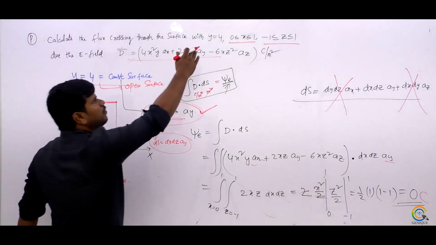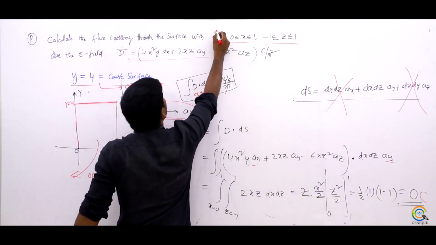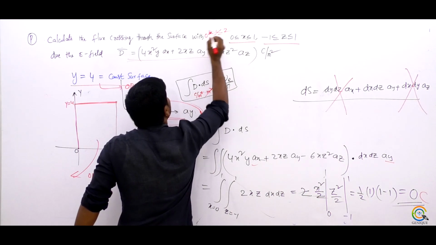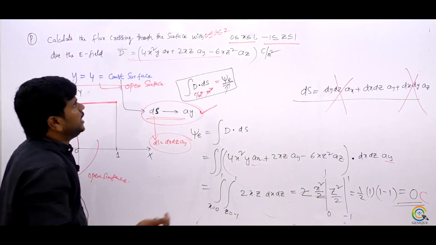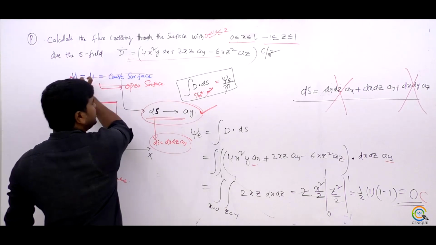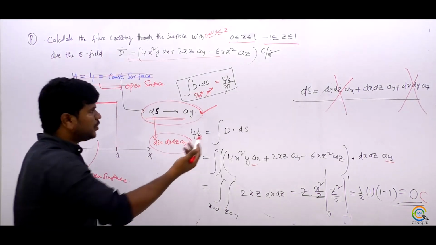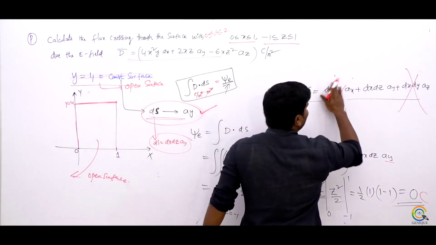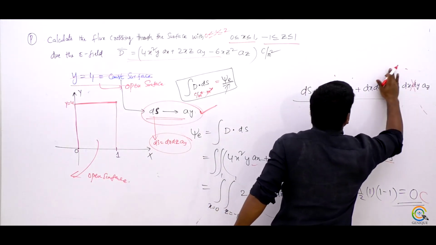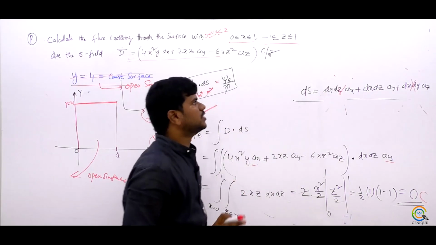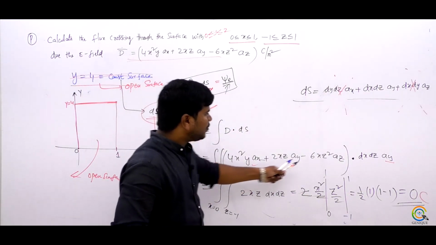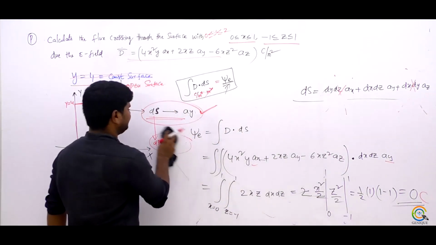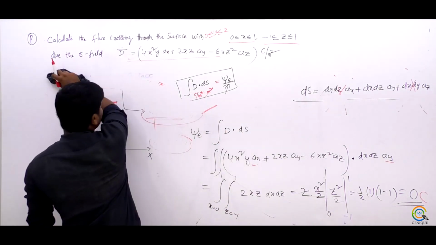Suppose y is also given, say y is between 0 and 1, then it is not a y constant surface, and you shouldn't take this. You have to follow the entire values. It is not a constant surface, so you have to multiply all these values. You cannot take this concept.